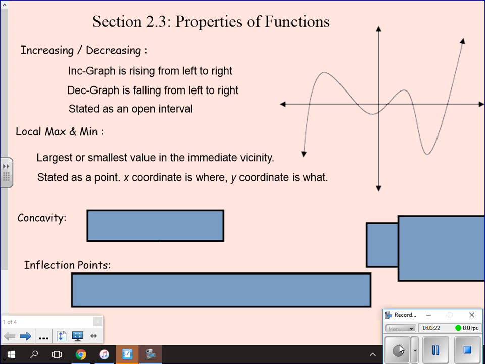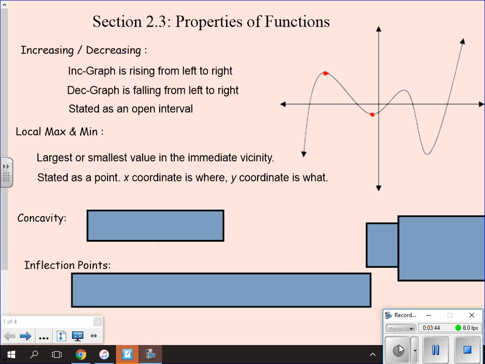But within this immediate vicinity, they are the local maximum and minimum. On this graph, this first point here, that would be a local maximum. This would be a local minimum. In the immediate vicinity, nothing is higher, nothing is lower. In the immediate area, if I go immediately to one side, immediately to the other, that is the local max or minimum.